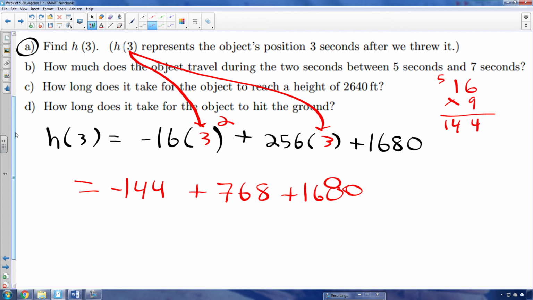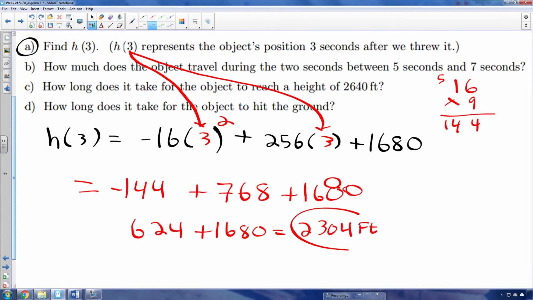So what we have now is, well, the 768 minus the 144, that's 624. 624 plus the 1680, which is where it was, and that's going to be, I would say 2304 feet is probably where that object lands. Hopefully there's not a mistake. If there is, I will try to edit it out.